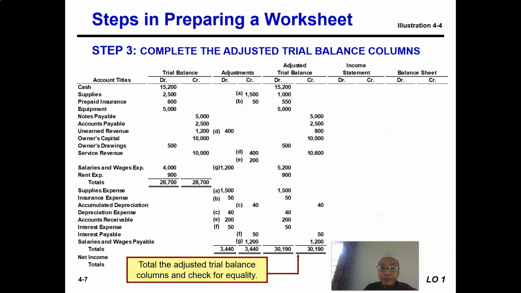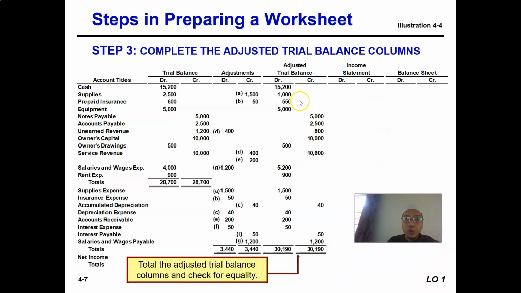The third step is we total up the trial balance debit and credit amounts with the adjustment amounts to come up with the adjusted trial balance. For each row, for example, for cash, we look at the trial balance original amount, which is a debit of 15,200. There are no adjustments, neither debit nor credit. Therefore, the adjusted trial balance will still be 15,200.